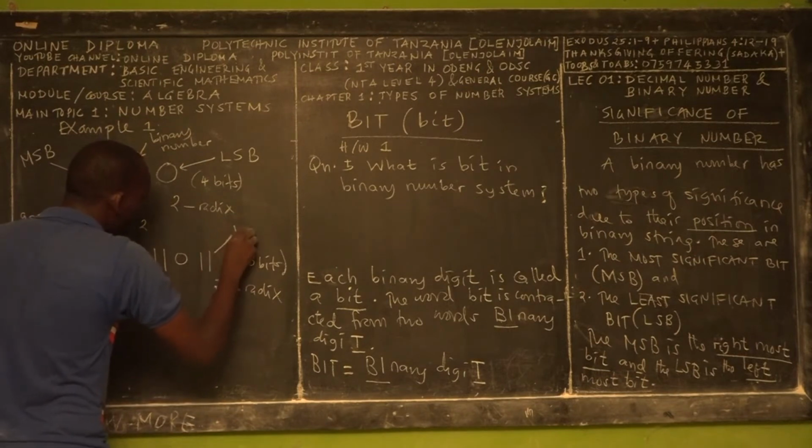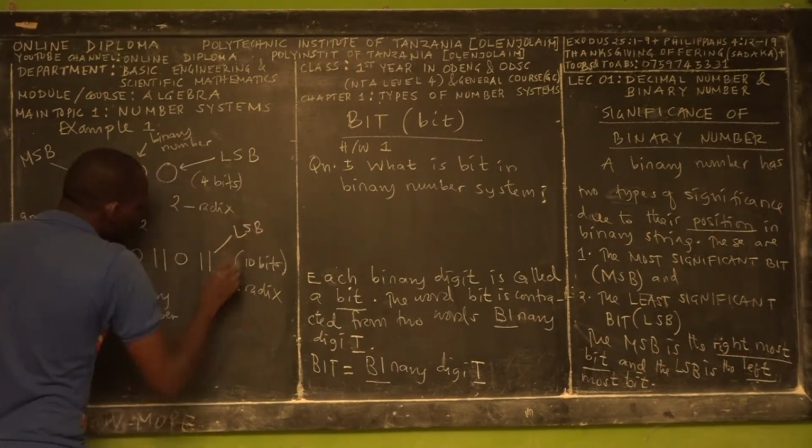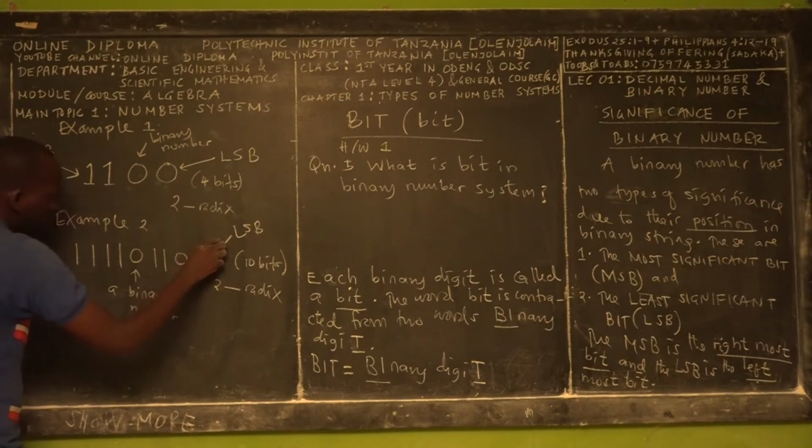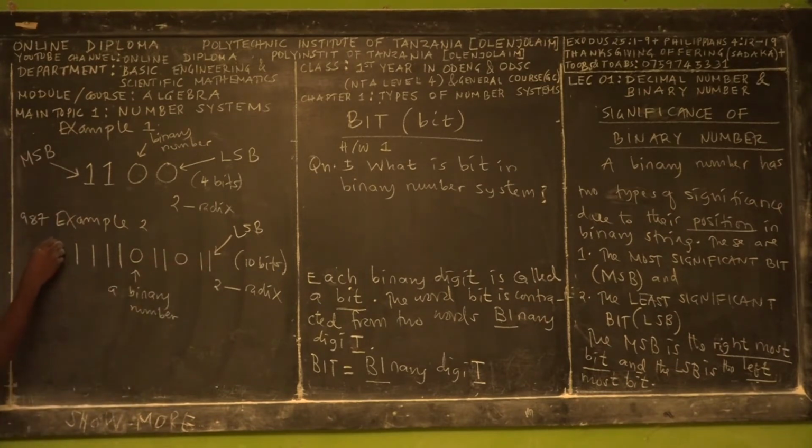So here we have what? The least significant bit. And this one, the rightmost bit, and the leftmost bit, this is what we call the most significant bit.